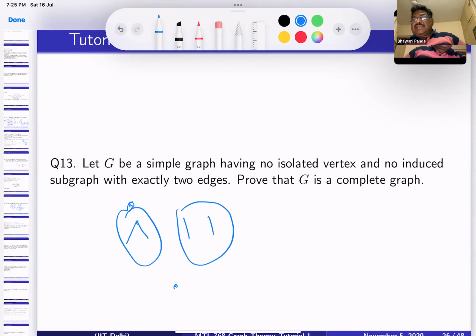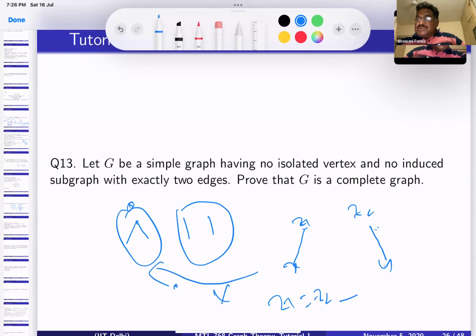So how do you go about proving? If possible, the graph is not complete, so you'll find x and y, and there is no edge. Right? And since it is not isolated, there will be one vertex adjacent to this. If these 2 vertices are the same, so this is Z1 and Z2, Z1 is equal to Z2, then what will happen? You will come back to this particular situation, right? So which is a contradiction.